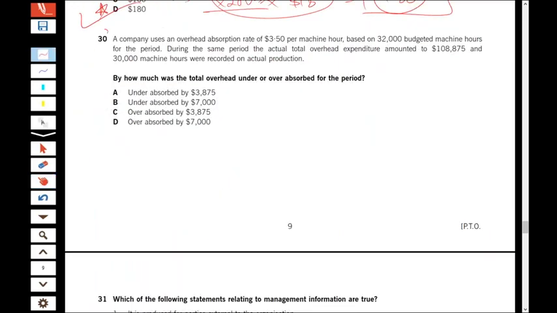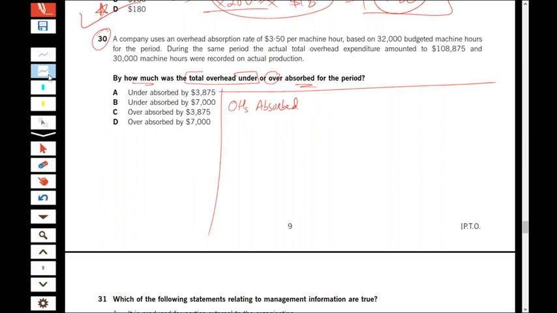Question number 30. By how much was the total overhead under or over absorbed for the period? Now, allow me to explain under and over absorbed. First of all, your overheads are absorbed. Overheads absorbed are calculated as rate multiplied by actual units.